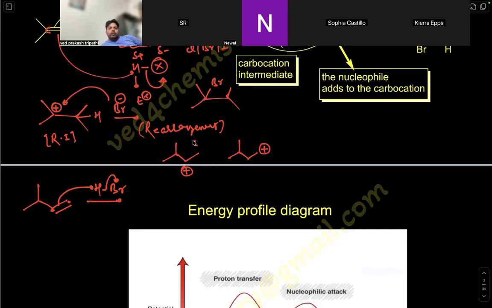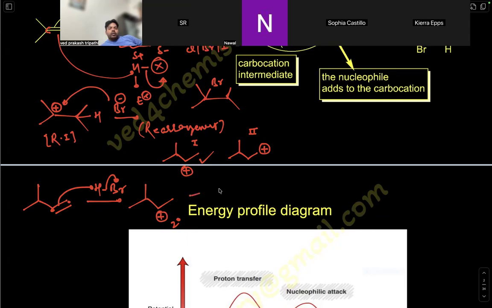Let me know which one is more stable, one or two. Yes, one is more stable. So we will use this carbocation. So the alkene is protonated with the H and it forms a more stable carbocation, this one. Now this is a secondary carbocation.